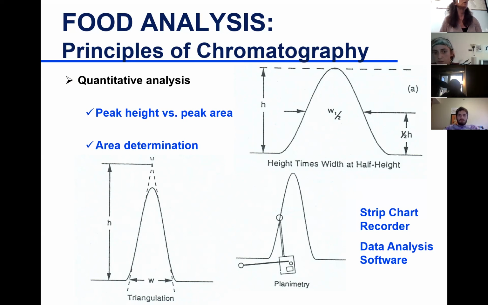The area under the curve, let me explain this, Aaron, a little bit. You can get the area under the curve all the time, but what does the area under the curve tell us? Every compound has a different response to the detector, okay? So two compounds might absorb at 280 nanometers, let's say, but their response, the area under the curve, is different even if they have the same concentration in your sample.